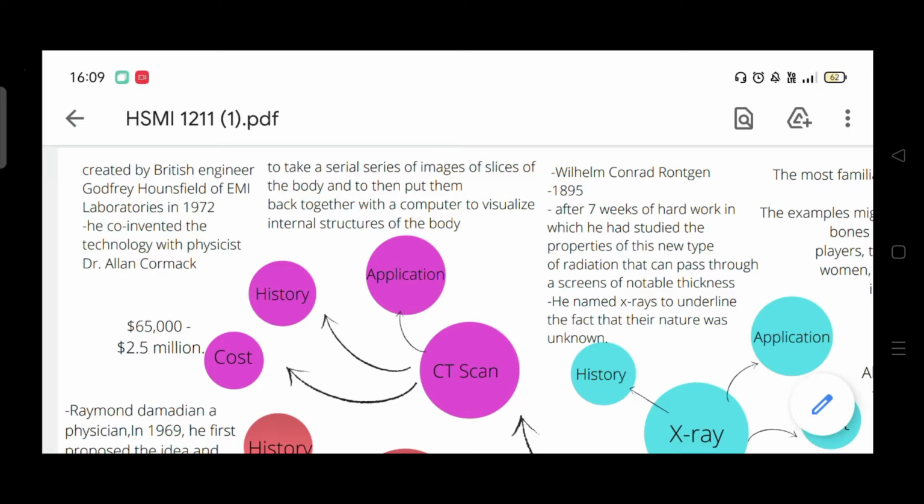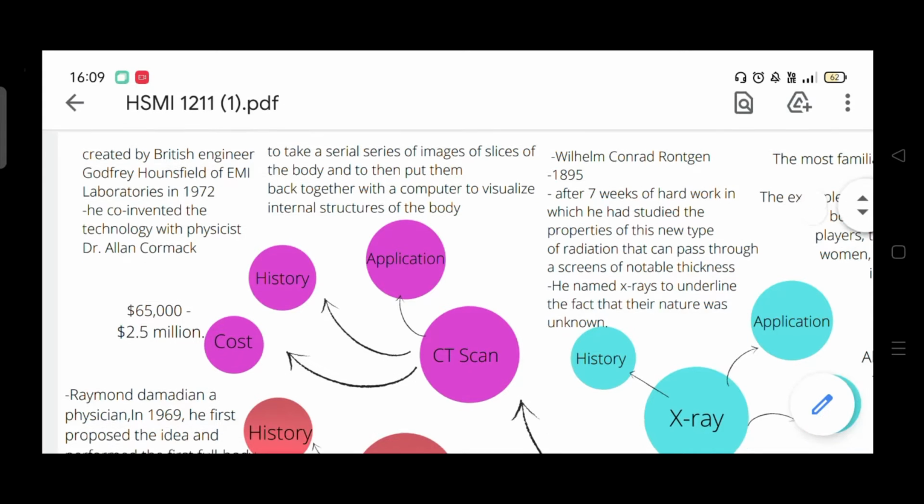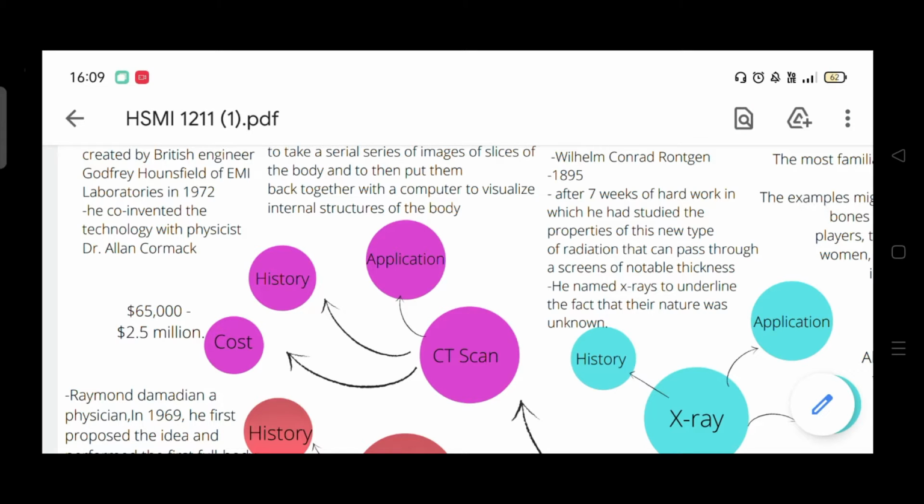CT scan was created by British engineer Godfrey Hounsfield of EMI Laboratories in 1972, and he co-invented the technology with physicist Dr. Alan Cormack. The application of CT scan is to take a serial series of images of slices of the body and then put them back together with a computer to visualize internal structures of the body. CT scan can cost about $65,000 to $2.5 million.